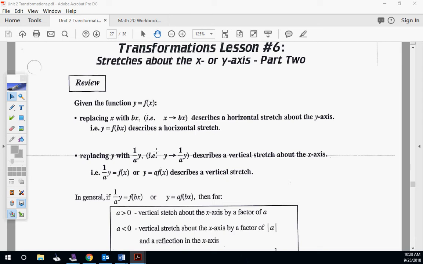Lesson 6, finishing up our stretches about the x or y axis, part 2. Review is just the first part here. I'm not going to read that to you. That's just briefly going over last class notes.